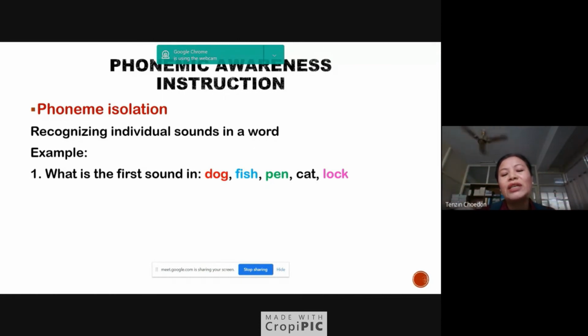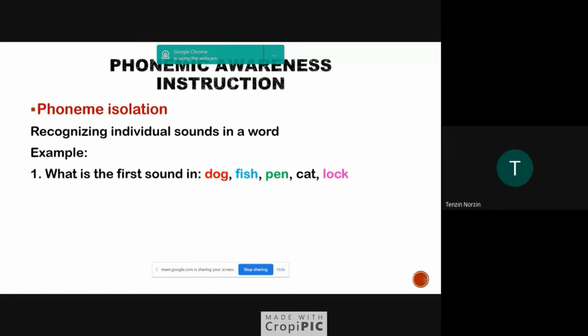What you are doing is isolating the phoneme, because dog is one word, isn't it? One syllable, right? Here I have chosen all words with just one syllable. For children also we begin with one syllable and then gradually shift to two-syllable words, and then three. So what is the first sound in dog? D, the, D, the, right? Good.